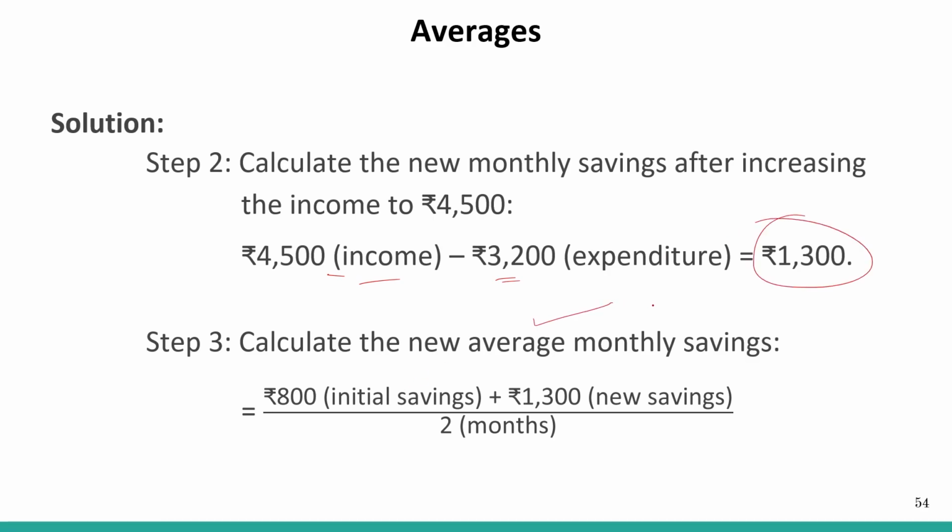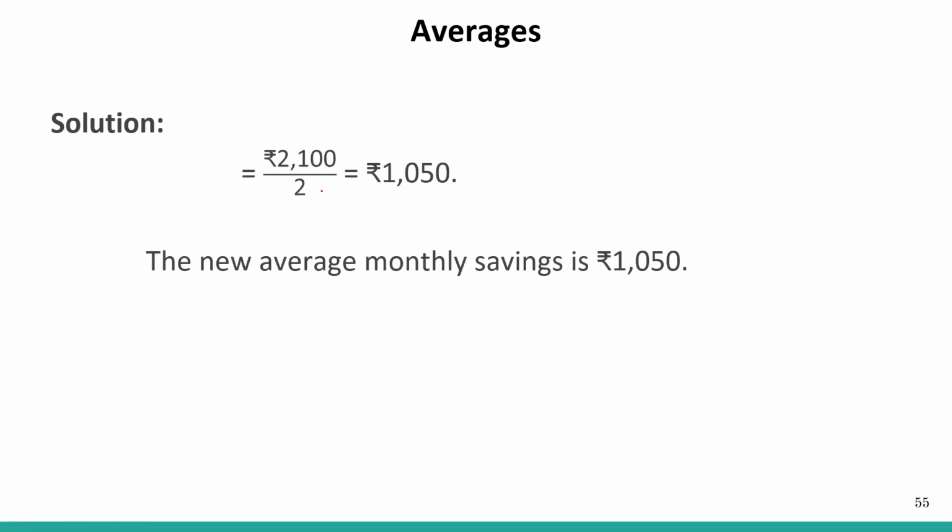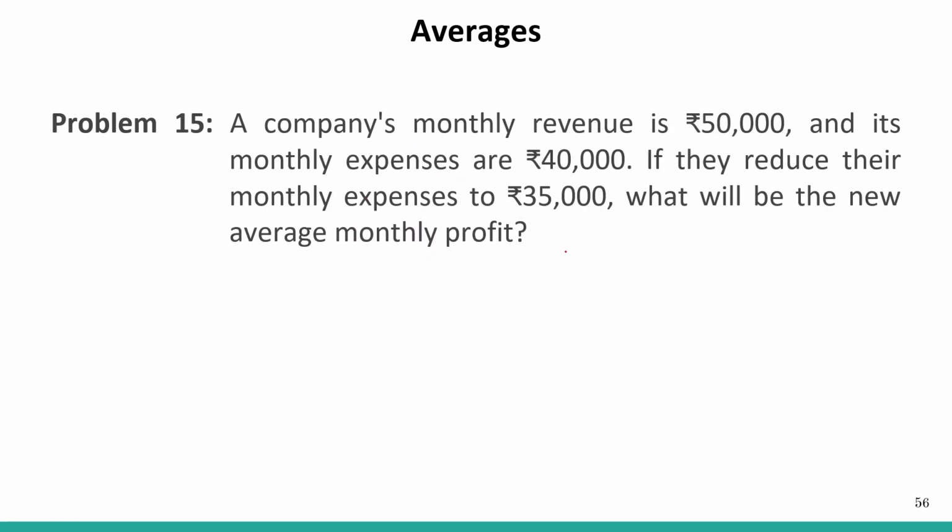So calculating the new average monthly savings: 800 initial savings plus 1,300 new savings, divided by 2 months, because we have assumed this is the first month, and this is the second month. So 2,100 by 2 is equal to 1,050. So the average monthly savings is 1,050.